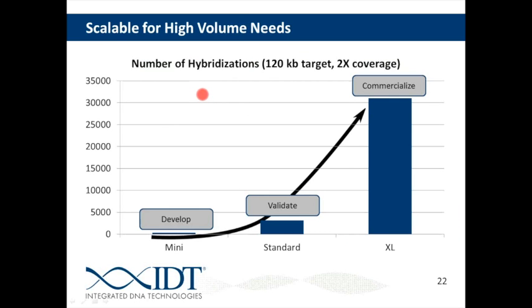And finally, one very important benefit of lockdown probes is the scalability. In this example, we show a potential pipeline for customers doing clinical applications in which they develop a panel using our mini scale with a limited number of samples, validate that panel over time with a standard scale, optimize it to improve performance, and commercialize it. So whether you have 30 samples or 30,000 samples, lockdown probes has a scale that can meet your needs.